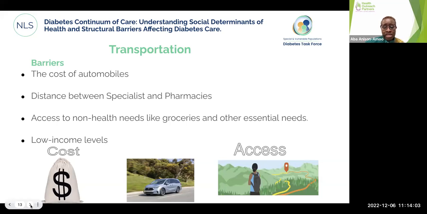Other non-health needs like accessibility to a good grocery store are essential for the well-being of a diabetic patient. Also, low income levels force people with diabetes to choose between what is urgent and what is needed for a healthy lifestyle, like eating well and exercising, when they can work to earn more money. Next slide, please.